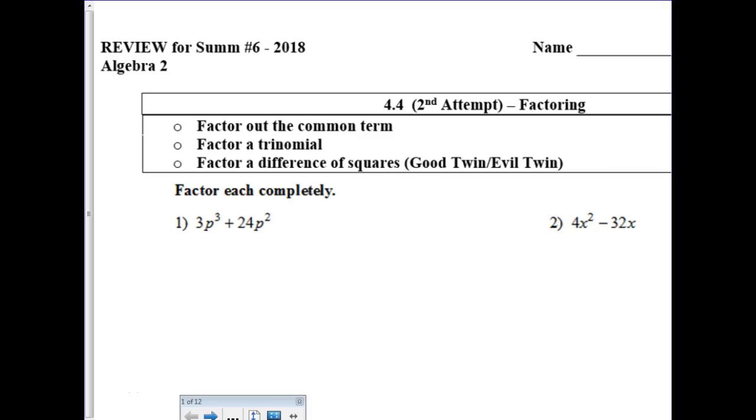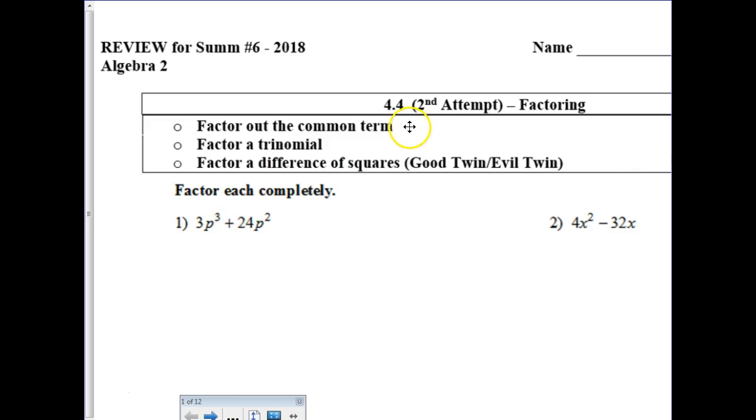So this is the review for summative number 6 in Algebra 2, and I'm going to go through a little more than half the questions probably on here. There's a lot of repetitive concepts. So I am going to attach the slides to this, but also the answer key to our Google Classroom, and you can access any of that at any time.